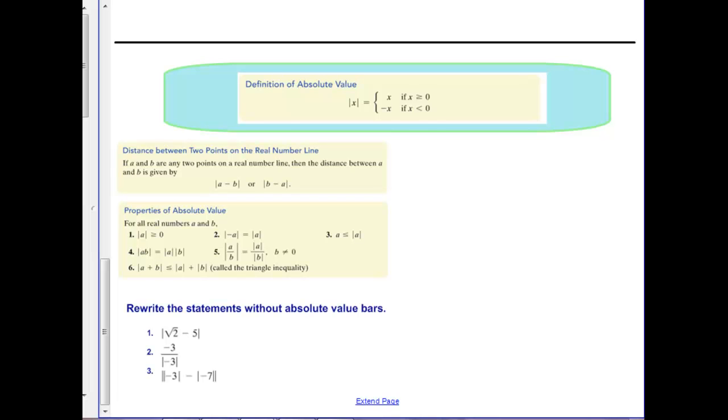So if you have 2 times a negative 3, you get a negative 6, and then take the absolute value. If you do the absolute value of 2 times the absolute value of negative 3, you end up with 2 times 3, which still gives you a 6.